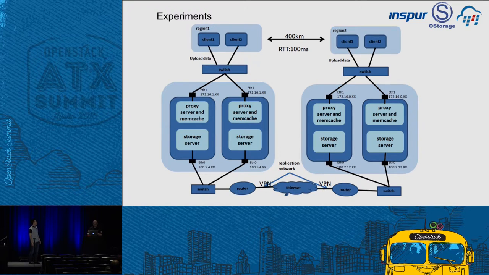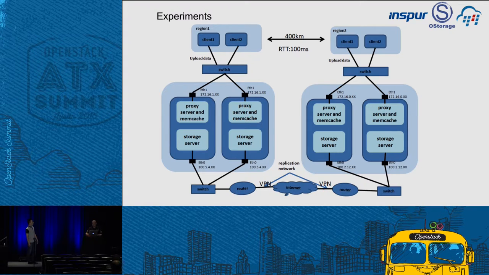Every server has two NICs. One provides the test network for clients. The other one provides communication between the proxy server and the storage server. It also provides the replication network, which is connected by VPN across regions to sync data in the background.